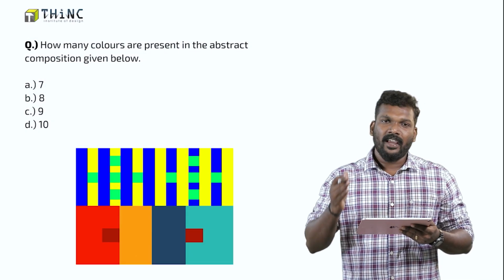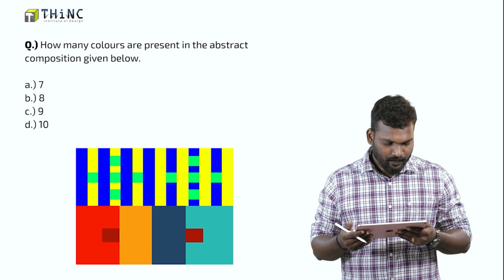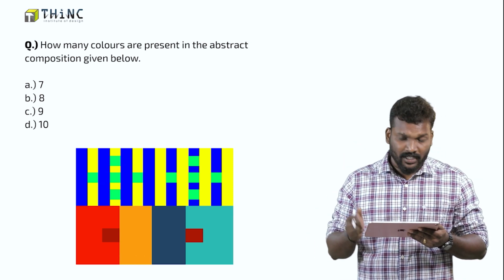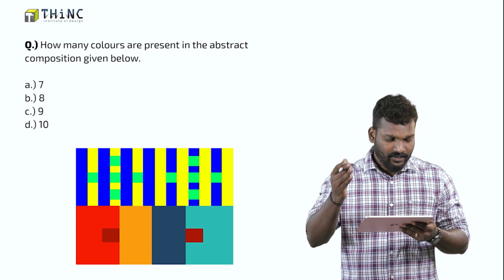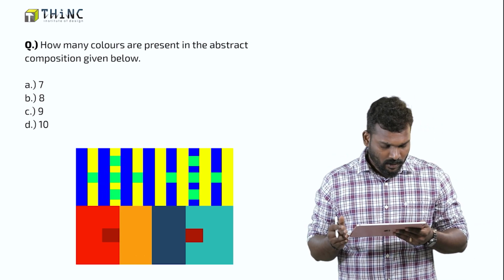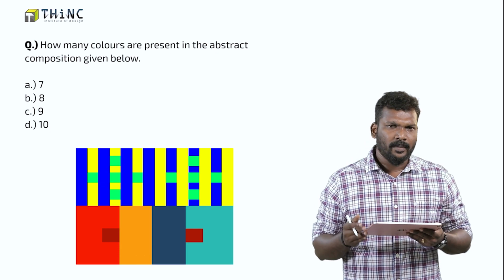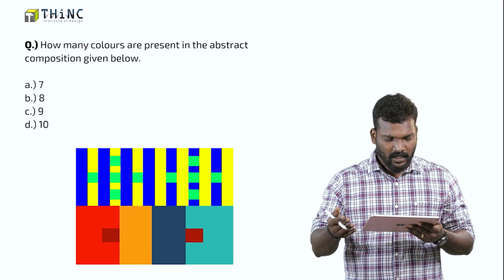So here we have a set of questions just for you. Starting with the first one, how many colors are present in the abstract composition given below? Option A 7, option B 8, option C 9 and option D 10. You can look at the image and comment your answer in the comment box.